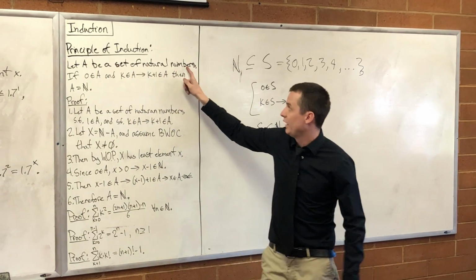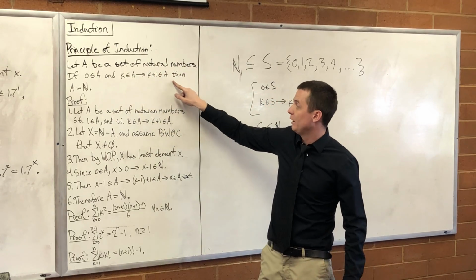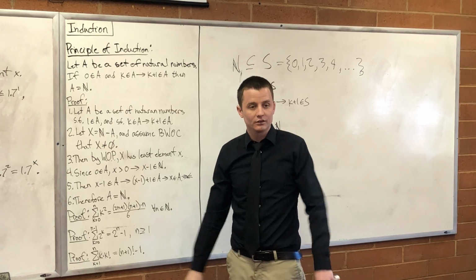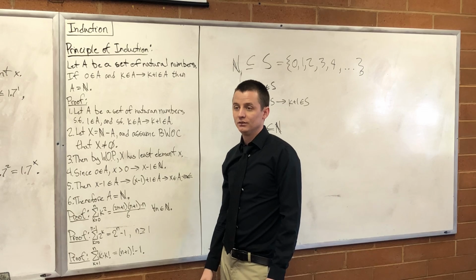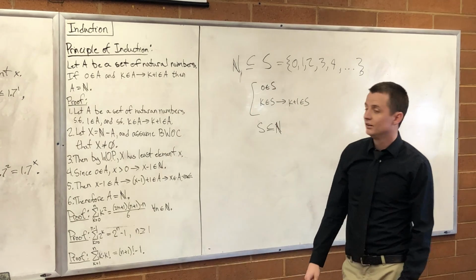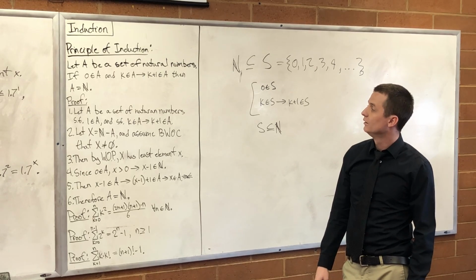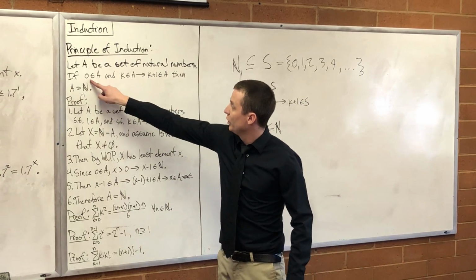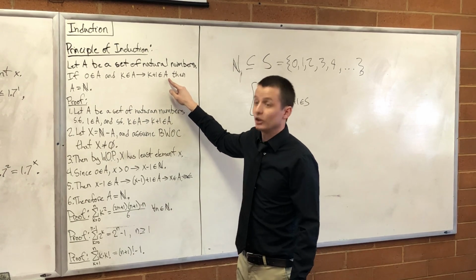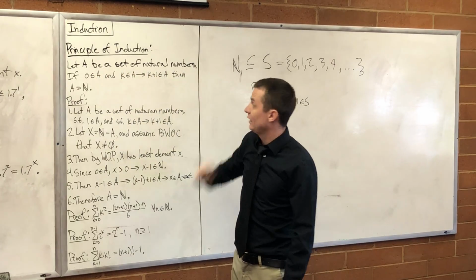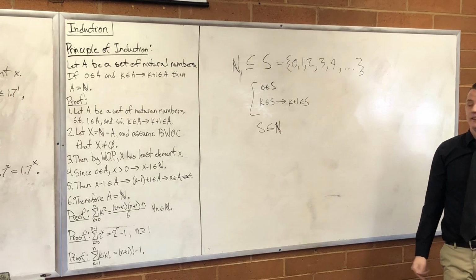Let A be a set of natural numbers. If 0 is in A, and if K being in A implies K plus 1 is in A, then A is equal to all the naturals. Easy as pie, right? Well, it says that the naturals are a subset of A, but it doesn't say that A is a subset of the naturals. This being true, 0 being in A, and K being in A implying K plus 1 is in A, implies the naturals are a subset of A. This top line says A is a subset of naturals. Therefore, they're equal. Now we're going to prove it.